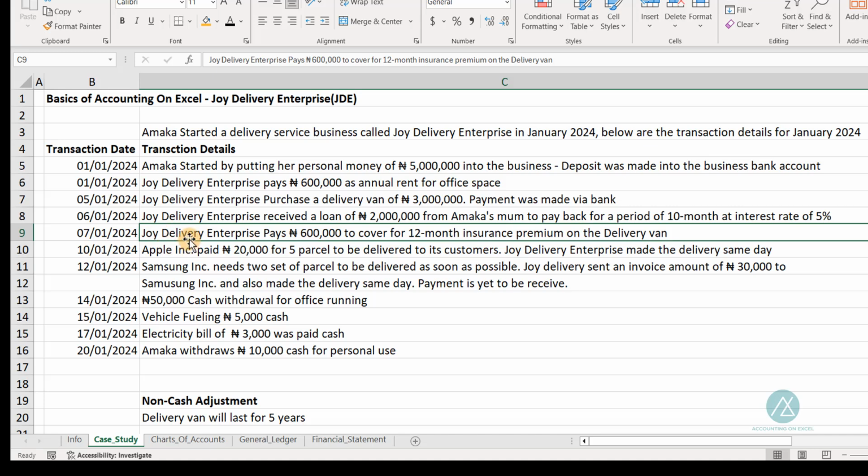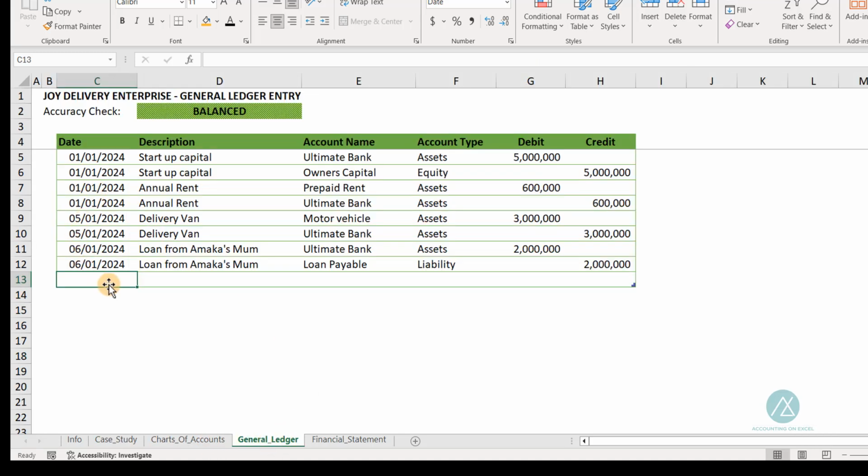On the 7th, Joy Delivery Enterprise pays 600,000 to cover a 12-month insurance premium on the delivery van. Now, having bought the delivery van, Joy Delivery business saw the need to insure it. So it paid 600,000 to cover 12 months of insurance premium. So on the 7th, we have the 12-month insurance premium.